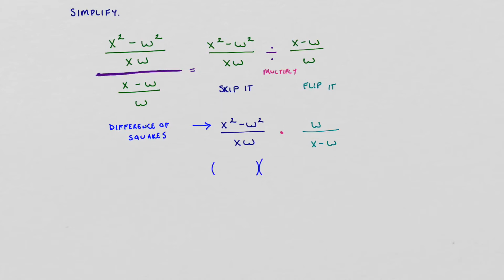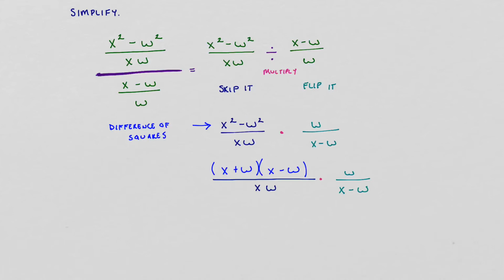When we factor a difference of two squares, that will just produce their conjugates. So x plus w times the quantity x minus w. Or you might have written x minus w times the quantity of x plus w. So the order of that multiplication does not matter. That goes back to your commutative property for multiplication. Right underneath, we have x times w, and then the rest of our multiplication. So w over x minus w.